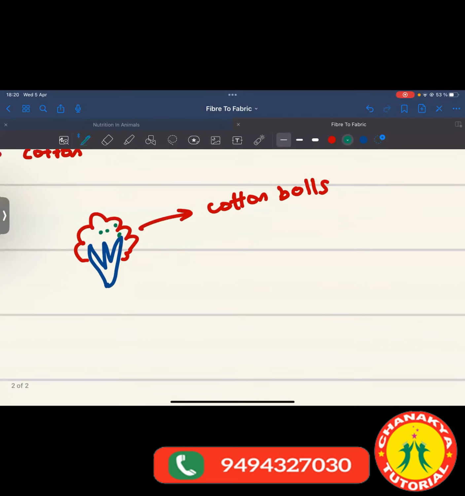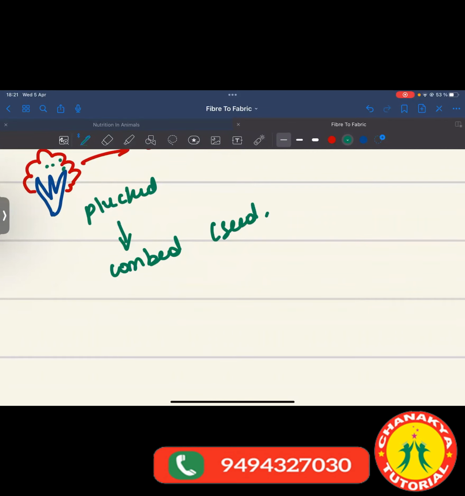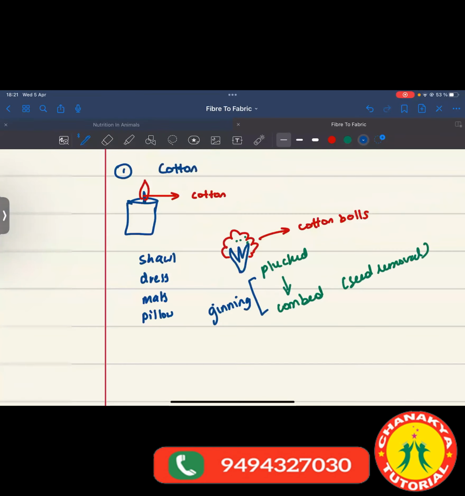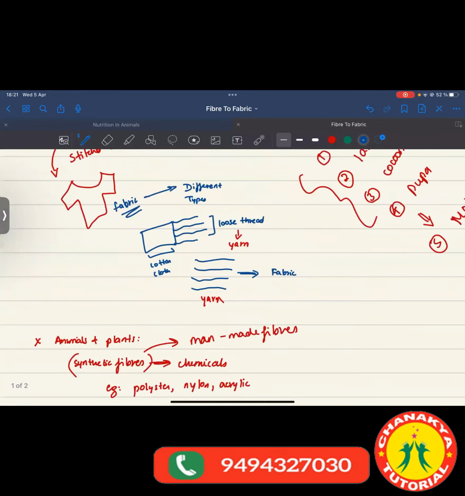So all this is plucked and then combed to remove the seeds. This whole process of plucking and combing is known as ginning, the ginning of cotton. Normally ginning of cotton is done by hand, but nowadays we use machines to do that. So before copying this, you can just copy this.